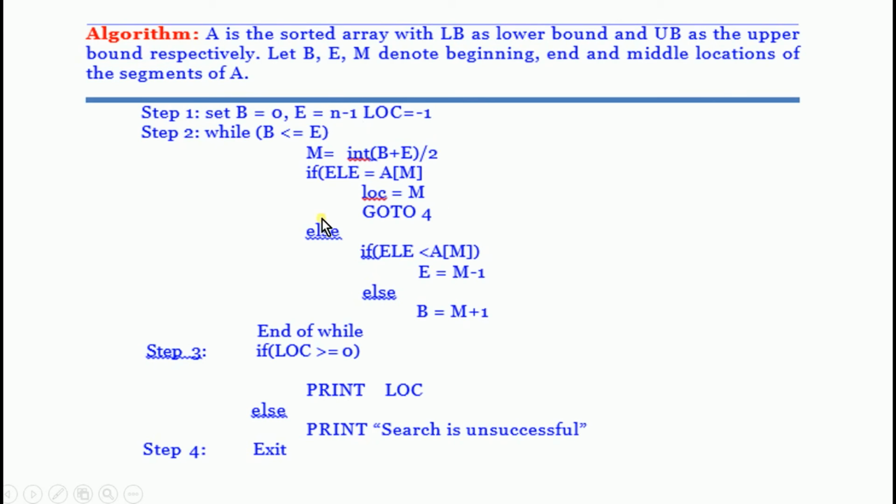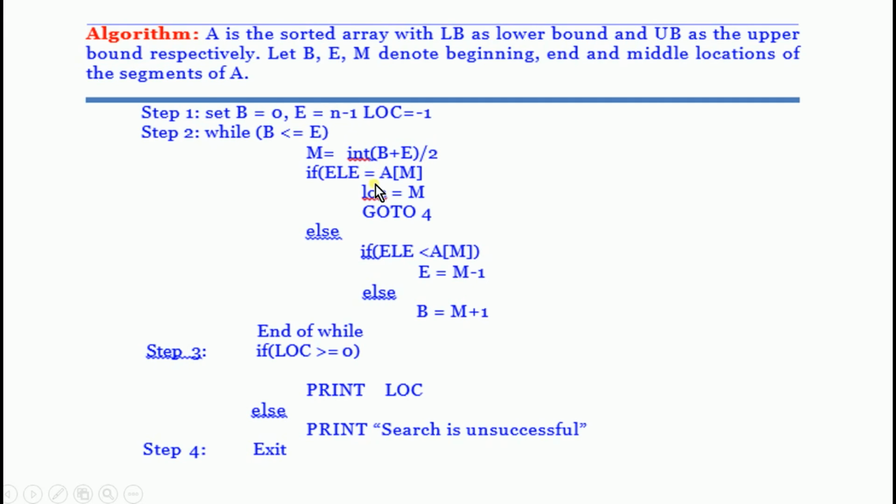Now in the programmatic algorithm, we will see how the steps will be. Step 1, we will set B equal to 0, E equal to n minus 1, and the location. We are finding the location where the element is. We have taken LOC equal to minus 1, that is nothing but null. Step 2, while B less than or equal to E, do the process. Which process? Finding M, that is M is equal to int of (B plus E) divided by 2.